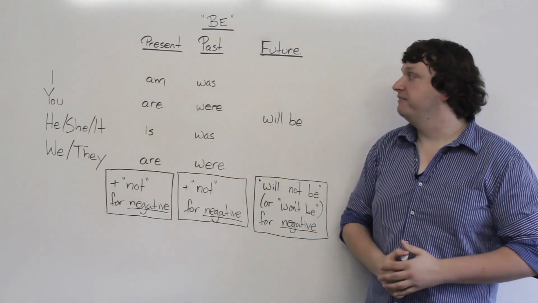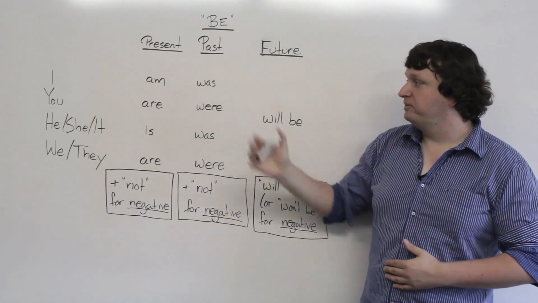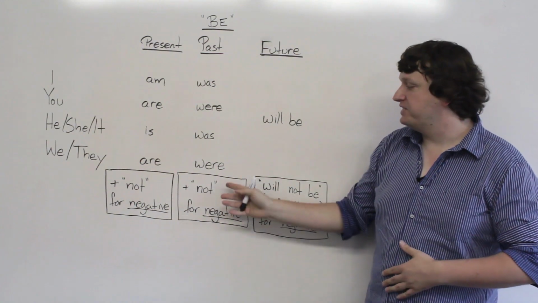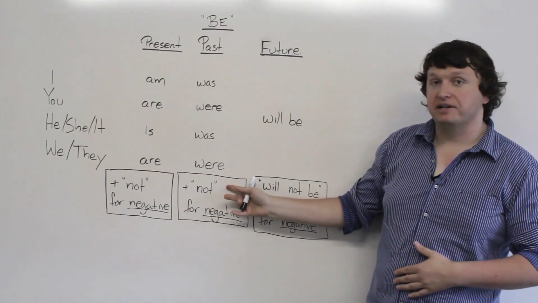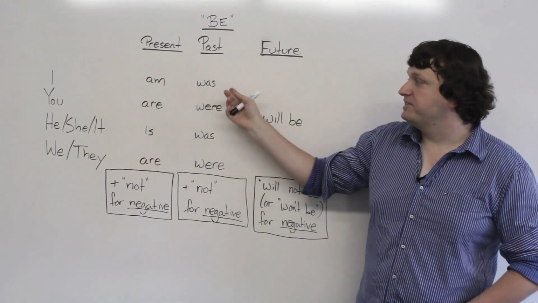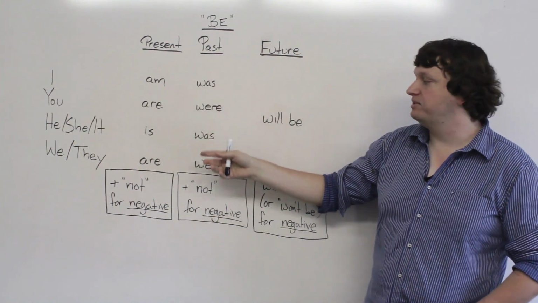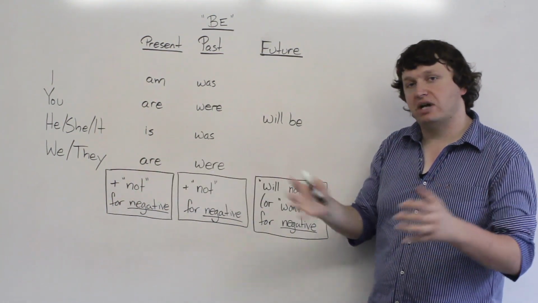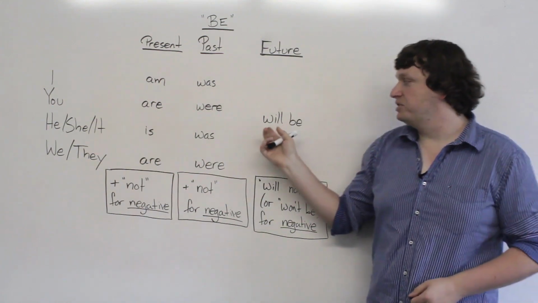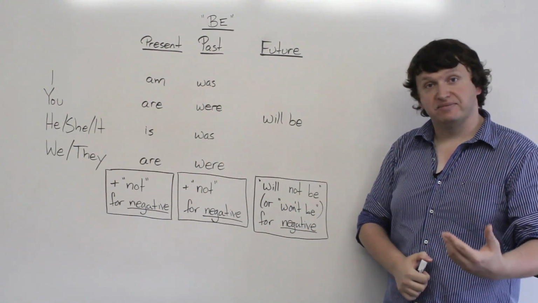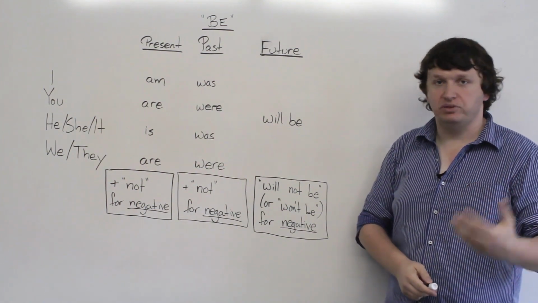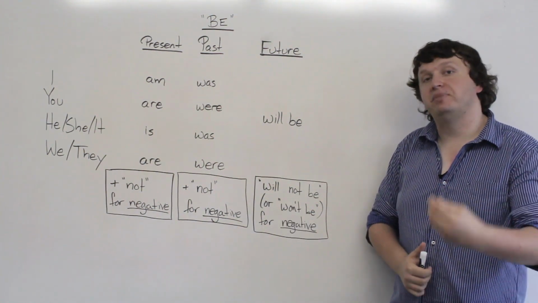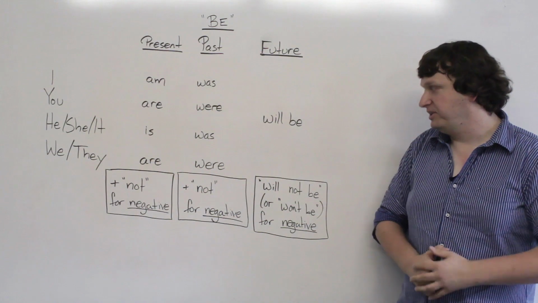In the past, we have I was, you were, he, she, it was, and we and they were. And it's the same rule here for negatives, just add not, right? So you can say, I wasn't, you weren't, he, she, it wasn't, we or they weren't, okay? And that's the only contraction you can do in the past. And the future simply will be, right? I will be, you will be, he will be, she will be, everybody will be, okay? For negatives, will not be, or won't be, okay?